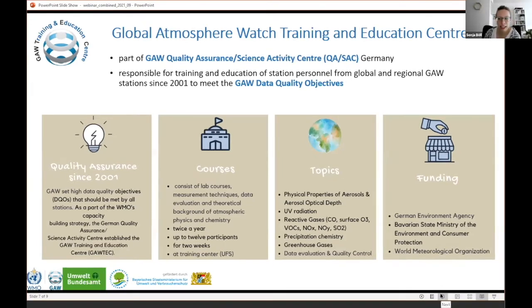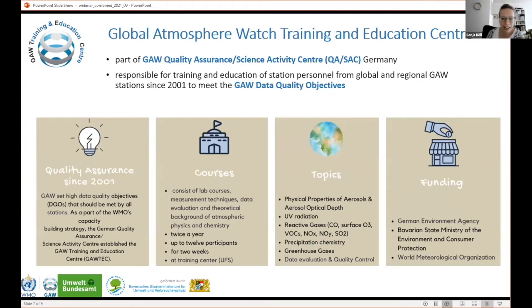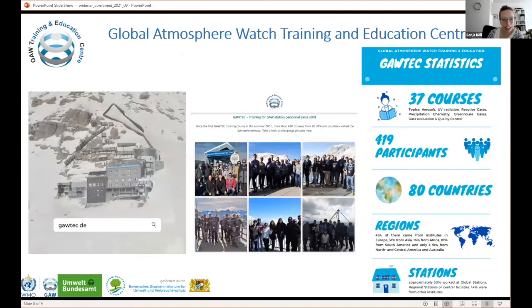GAWTEC is located at the Environmental Research Station Schneefernerhaus at Germany's highest mountain called Zugspitze. Training courses are offered twice a year. For each course, 10 to 12 participants are invited for a 2-week session, and each course deals with a major topic covering all relevant parameters. If you're interested, you can visit our website with a lot more information. It's GAWTEC.de.